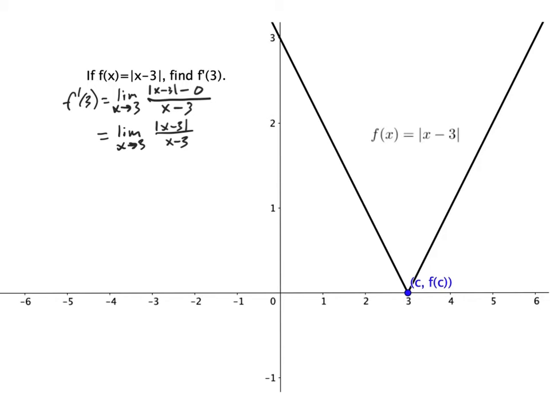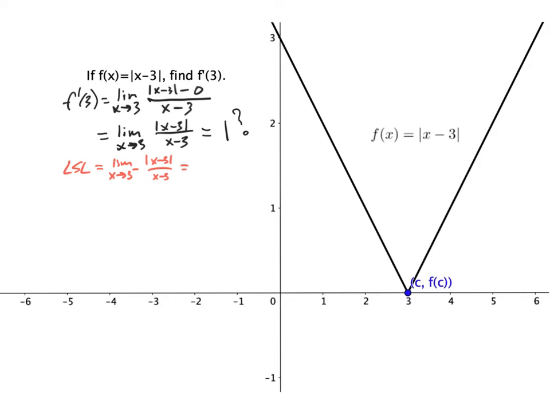Now, this looks a lot like x minus 3 over x minus 3, which would be 1, but we do have the issue of the absolute value. So let's bring in some one-sided limits to help with our investigation here. So the left-sided limit is going to be the limit as x goes to 3 from the left of the absolute value over x minus 3.